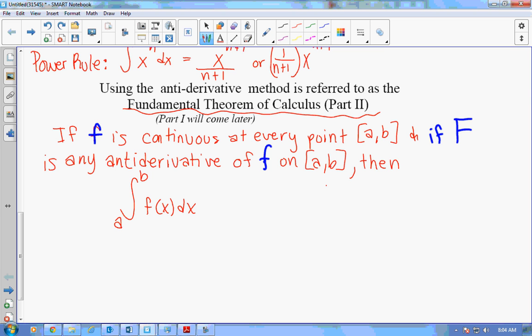Has anyone read up on this? Okay, you get big F, but it's evaluated first. Big F is first evaluated at B. Actually, I'm going to write the intermediate step here. We get big F of x evaluated, that tall line means evaluated, from A to B. So essentially you take big F and you plug in B, and then you subtract big F evaluated at A.